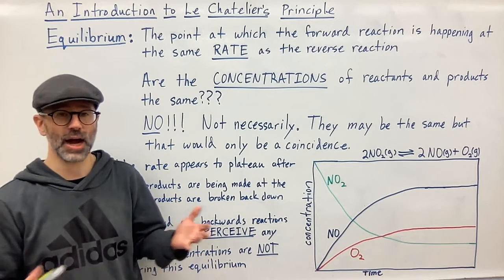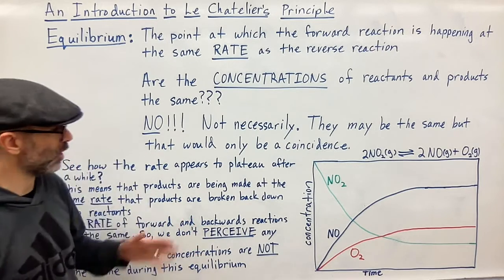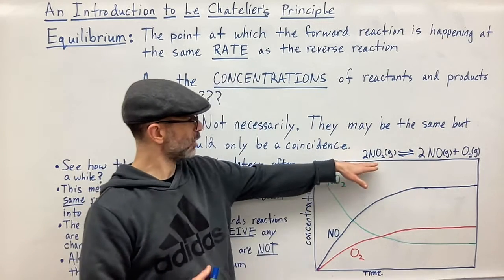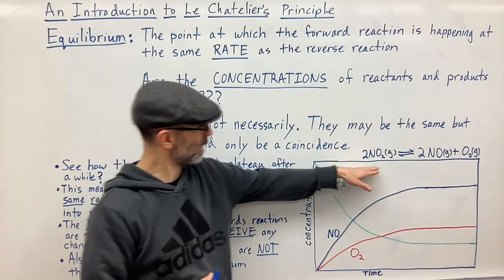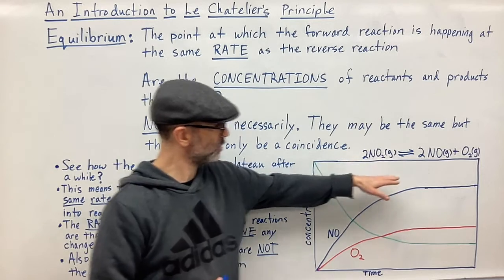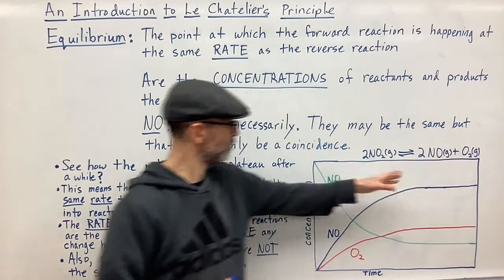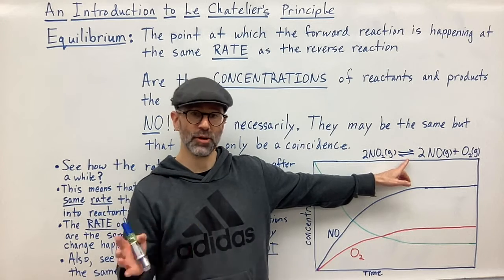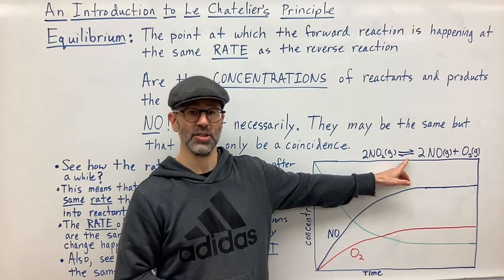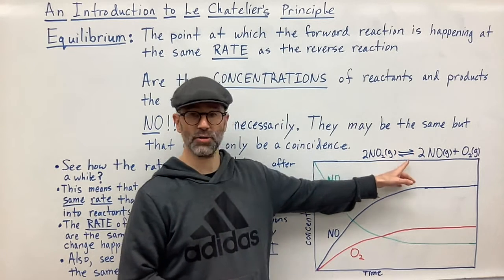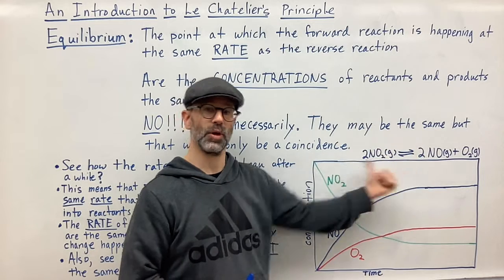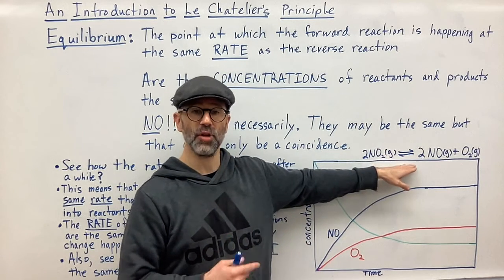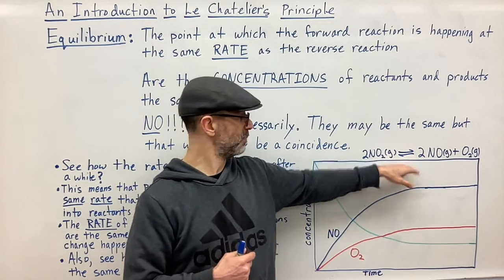And most of the time, they're not going to be the same. So here I have a graph. The reaction that we're looking at is the decomposition of NO2 into NO and O2. And so I have a double arrow here that represents the reversibility of the reaction. So you can either have two arrows, one going forward, one going backwards, or you can have a double-headed arrow. It doesn't matter. Either way is fine.